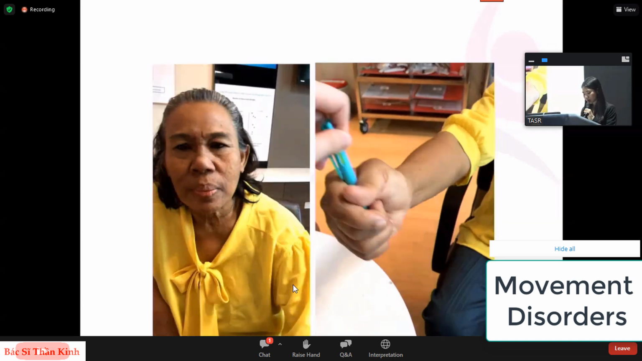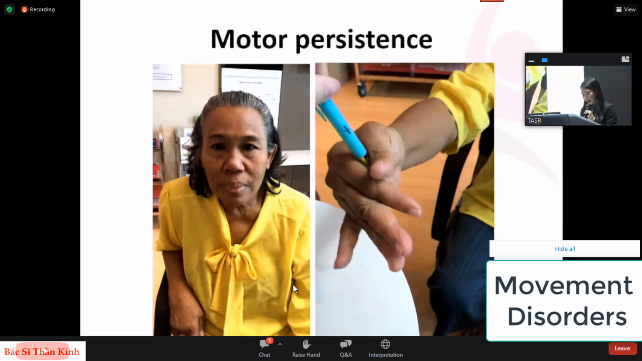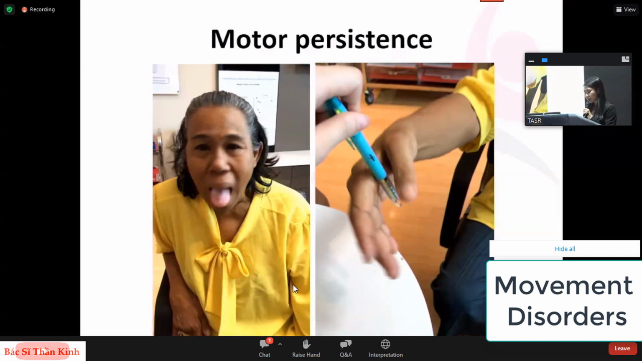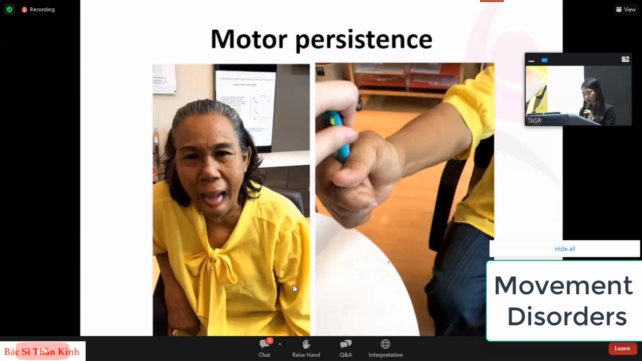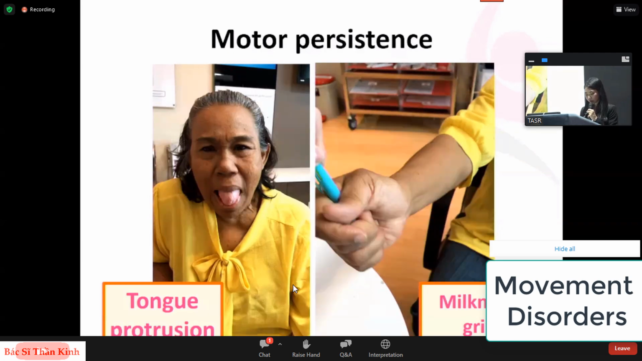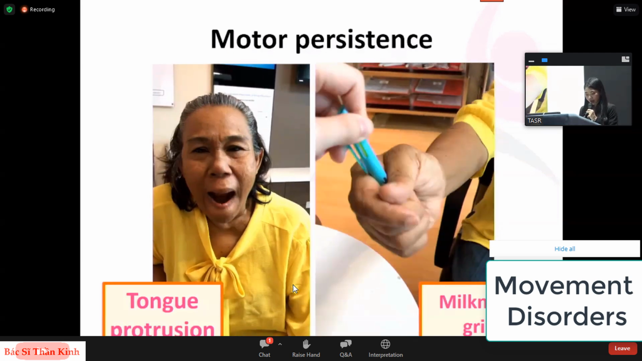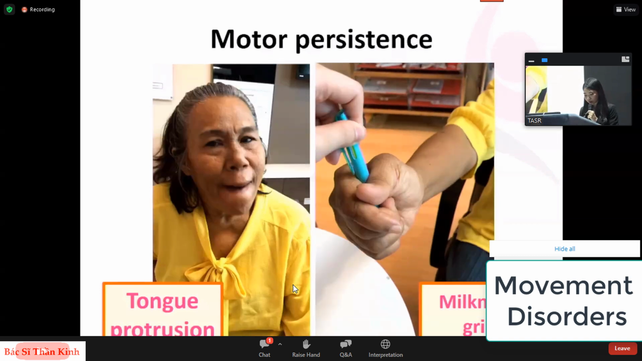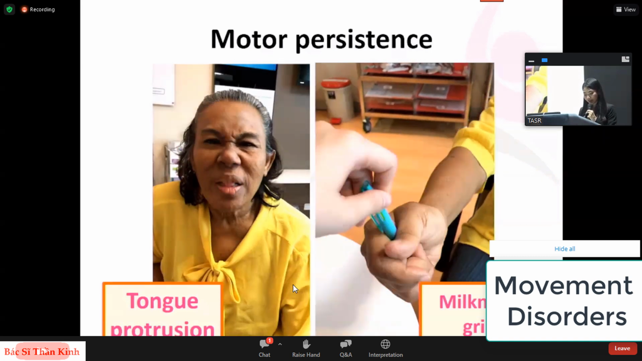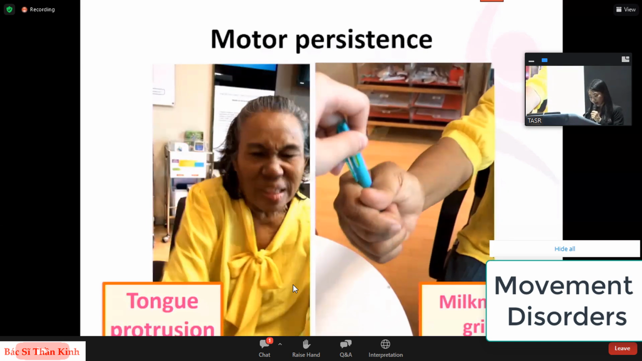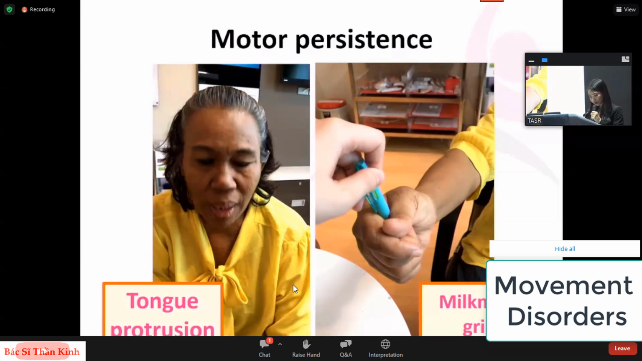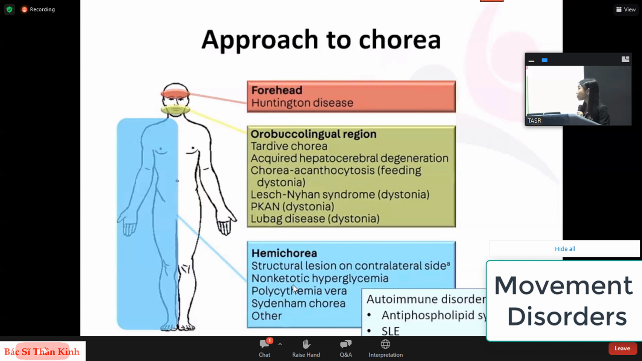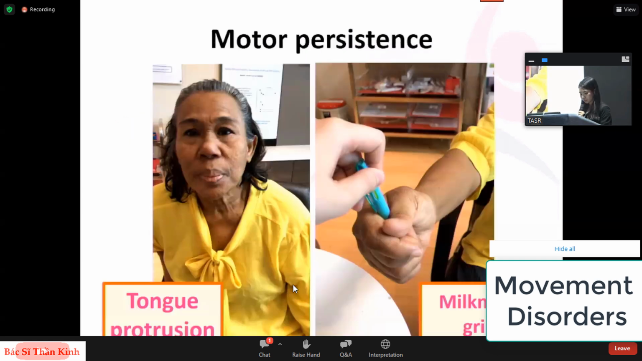Okay, so this is called motor impersistence, an inability to maintain a voluntary contraction. The first video showed tongue protrusion, and the second video is the grip, in which she is unable to maintain a constant grip. And I want to add the involvement of chorea in her face, which is very prominent in the eyebrow. In addition, the first one has also been described as the flycatcher's tongue, the tongue protrusion.